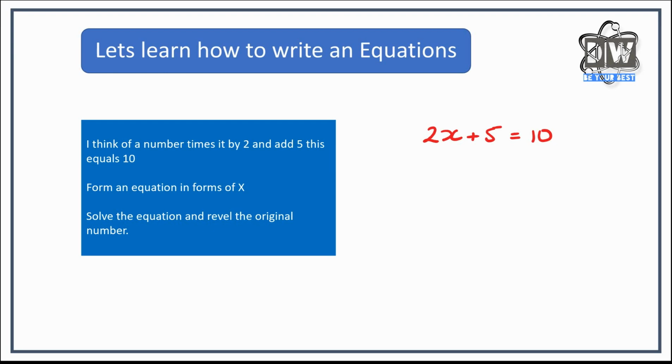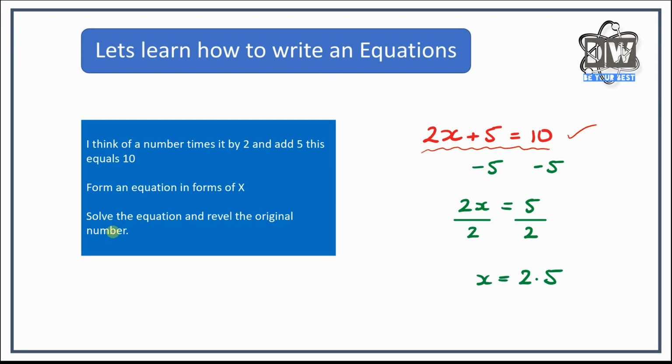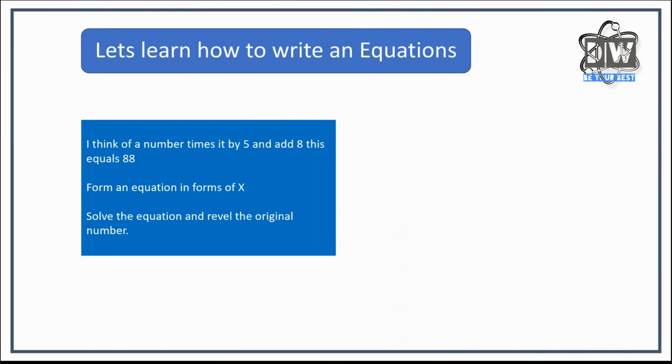Okay, so the first step is we're going to take away 5 from both sides. Remember, it's just an equation. So we're going to be left with 2x equals 5. The next thing we're going to do is divide both sides by 2, and we end up with x equaling 2.5. Half of 5 is 2.5. And that is it. You can see that we have formed an equation in the form of x, so I'll get my mark for that. And I've worked out what the original number was. Now it's definitely time for you to give this one a go.